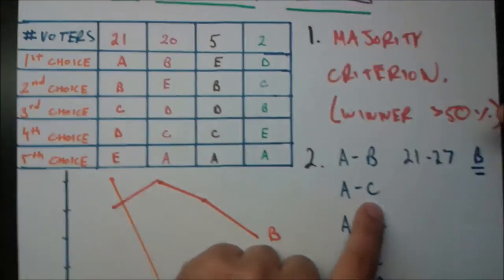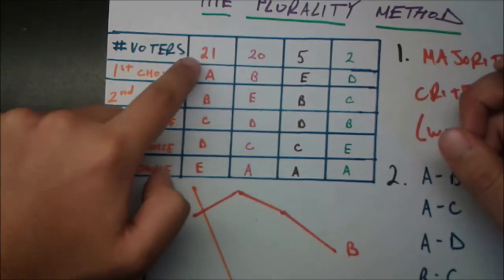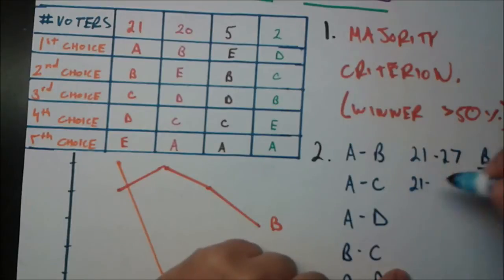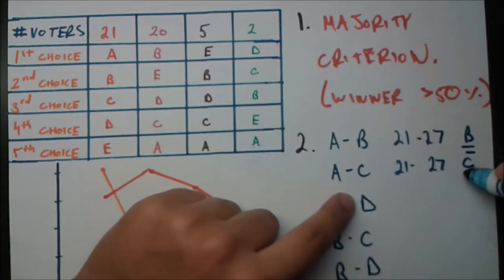Now if we compare A and C, let's see what happens. A gets 21 here. A does not win any of these, so he's only getting 21. And C gets how much? Well, he's going to get the rest, so he's going to get 27. And the winner here would be C.